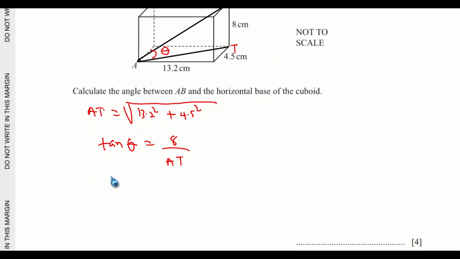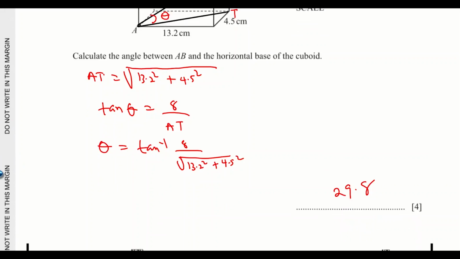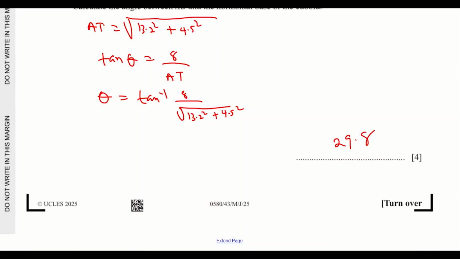And from here we can get theta. If you take tan inverse of both sides, theta will be equal to tan inverse of 8 over AT. So AT equals square root of 13.2 squared plus 4.5 squared. So you can input this into your calculator, and the value of theta will be 29.8. So you don't need to waste time since you have your calculator. So let's go to the next question.